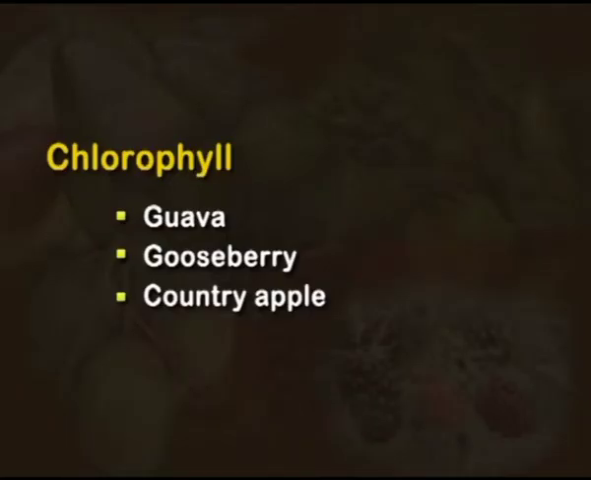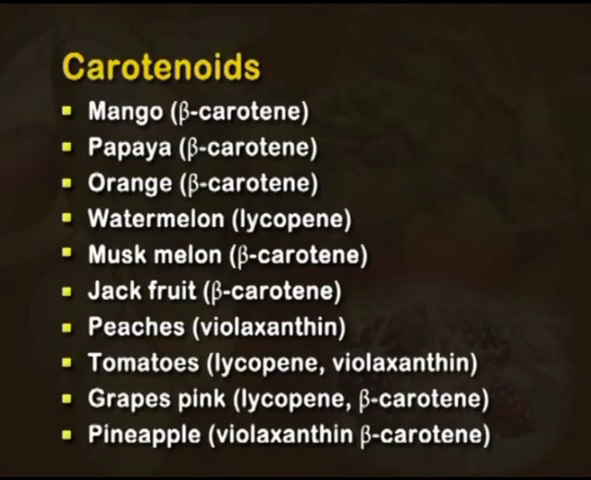Like vegetables, fruits also contain other components, especially pigments, and let us see what the pigments are and in which fruits we find them. Green colored pigment chlorophyll is found in guavas, gooseberry, country apple. Carotenoids, you can find them in mango, papaya, orange, watermelon. Now in muskmelon you find the pigment lycopene, and we also have beta carotene.